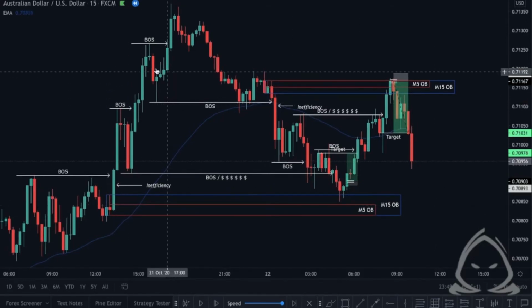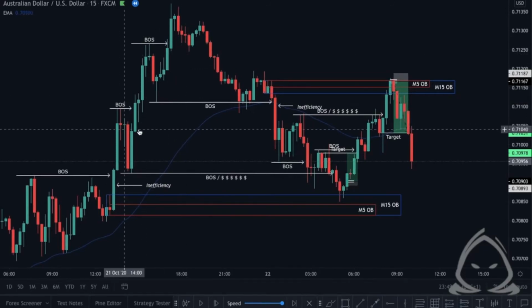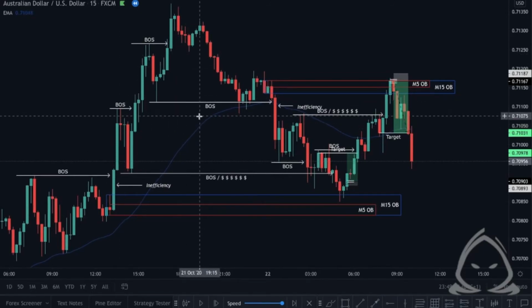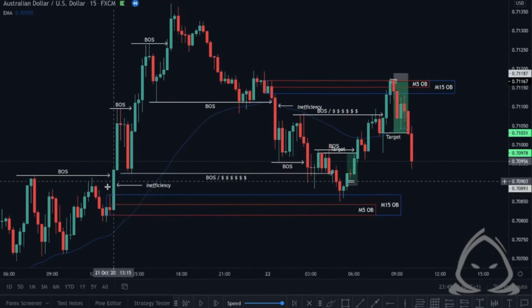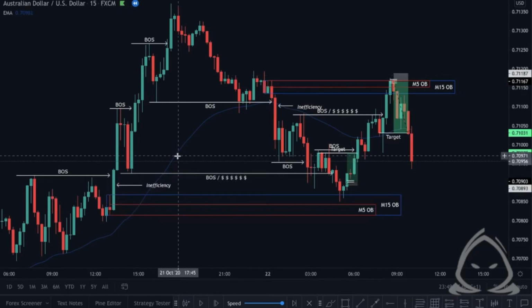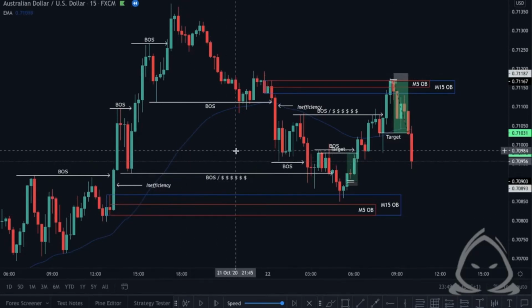On both of these breaks of structure, they were impulsive breaks. Yes, that's fair enough, but no inefficiency was really left behind, or no real confluence other than that was left behind. So, of course, I've always had this area of interest in the back of my mind, and always just really tried to focus on that if price did come back to it and grant me confirmation, of course.